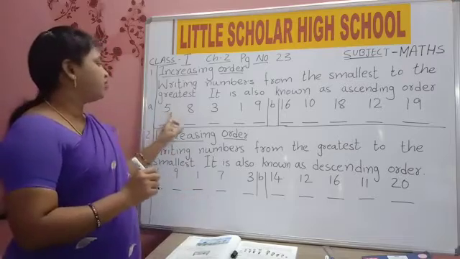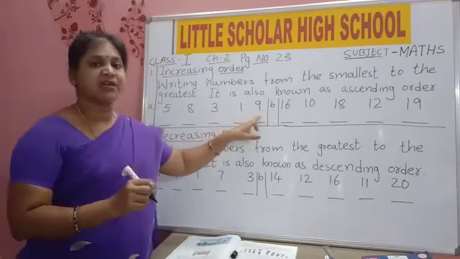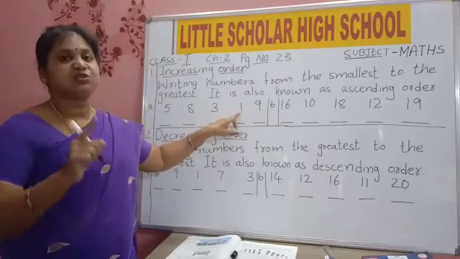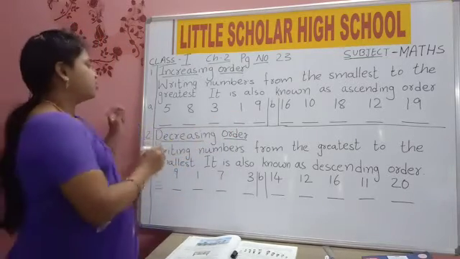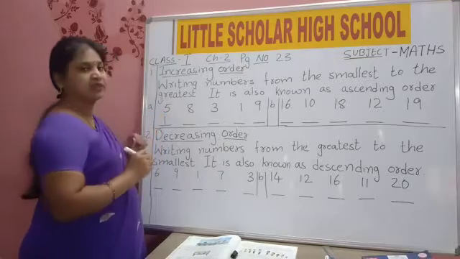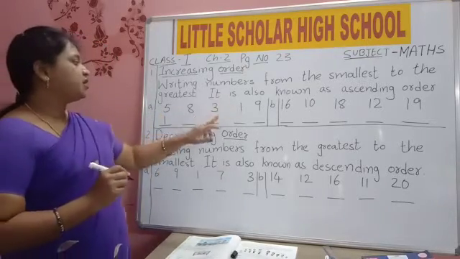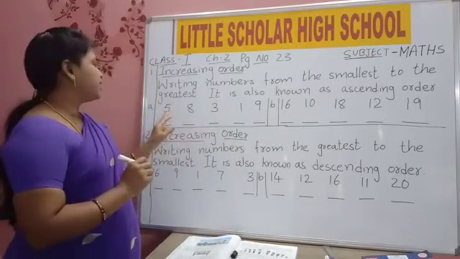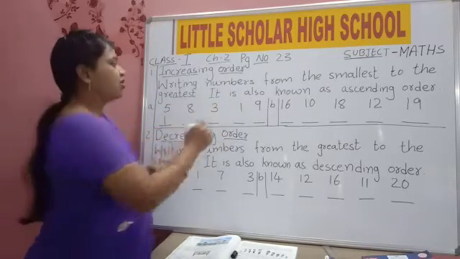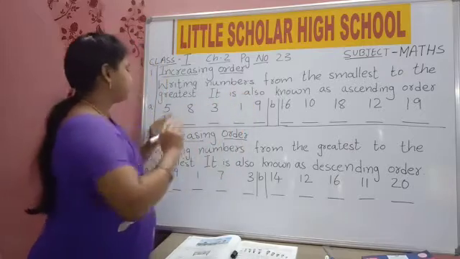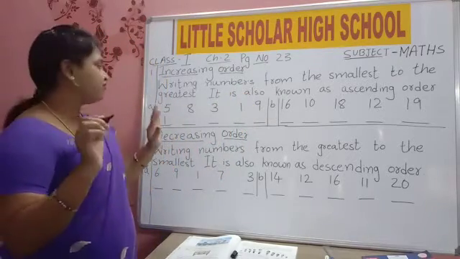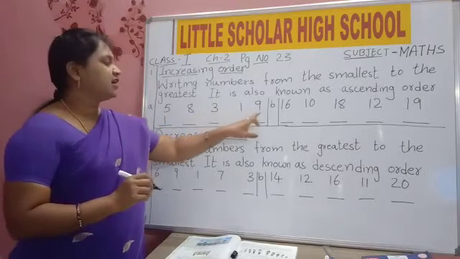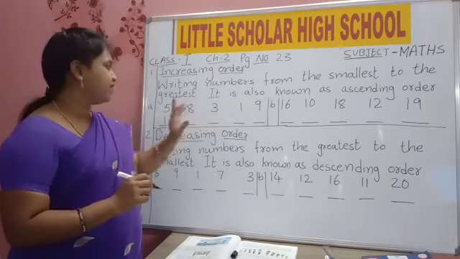Now in this 5, 8, 3, 1, 9, which number comes first when you write numbers? 1 comes first. So 1 is the small number, and first you will write 1. Yes, we finished 1 now. Now leave 1 and read the remaining numbers. 1 is already completed, so we will put a tick mark on 1. Now move to 5, 8, 3, 9.